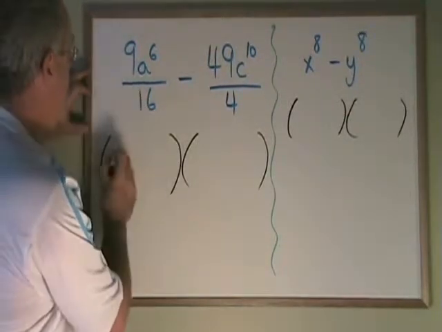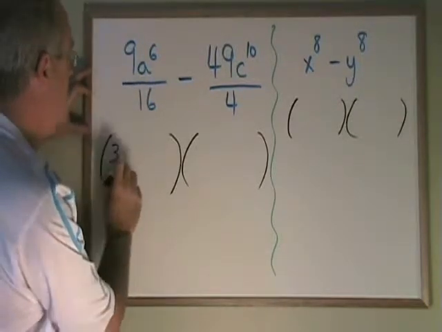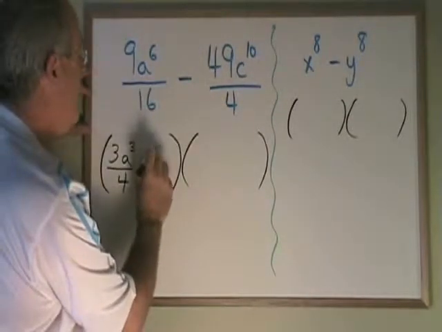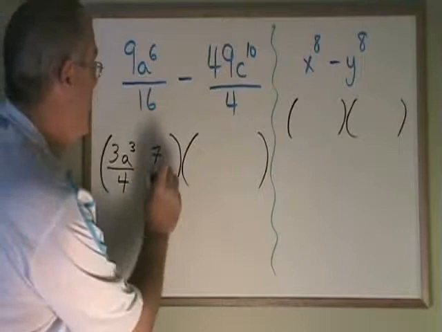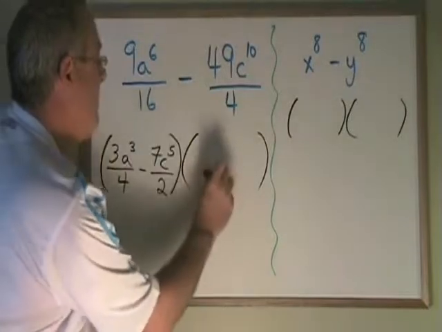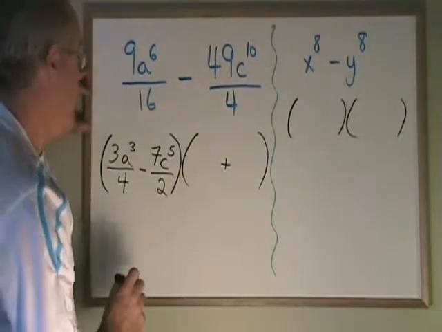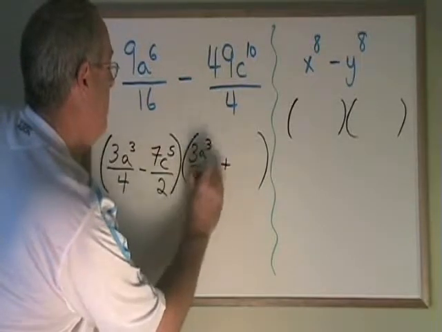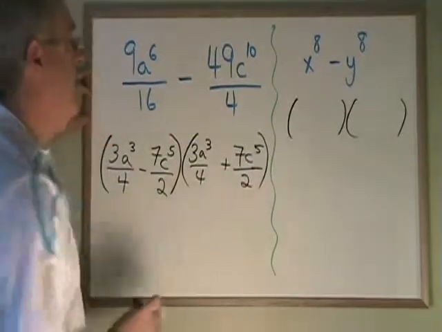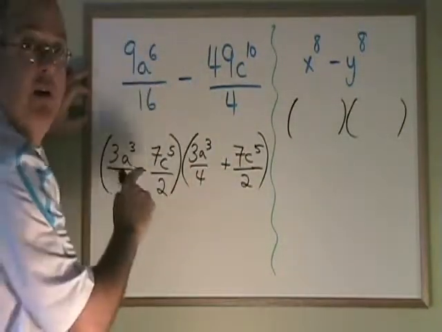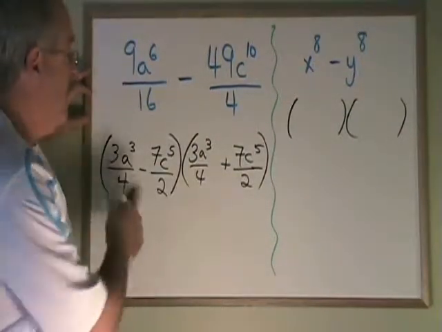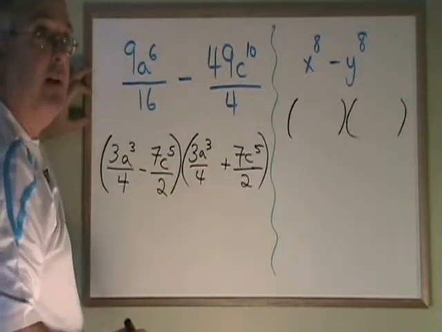The square root of 9 is 3. The square root of a to the 6 is a to the 3. And the square root of 16 is 4. The square root of 49 is 7. The square root of c to the 10 is c to the 5. And the square root of 4 is 2. We put a minus, we put a plus, we put the same assortment of fractions in here: 3a cubed over 4 plus 7c to the 5 over 2. What we do is we preserve the structure of the original question in our answer, and we don't have to worry about the fact that it's a fraction. We're still able to square root every part of every term, and we get our final answer.